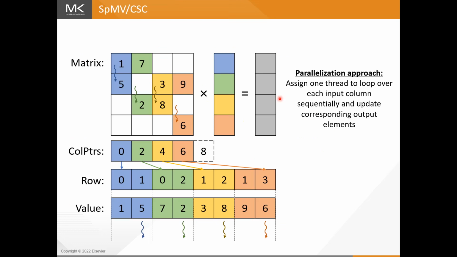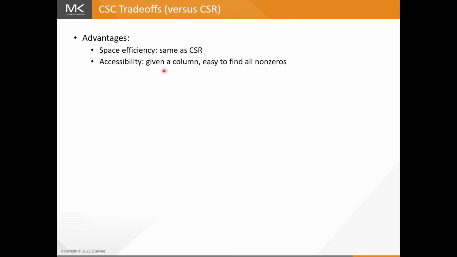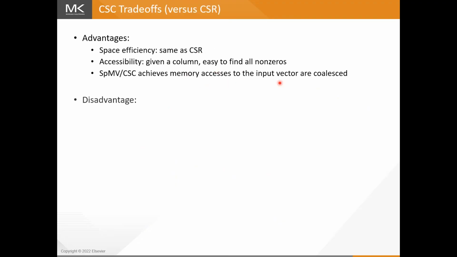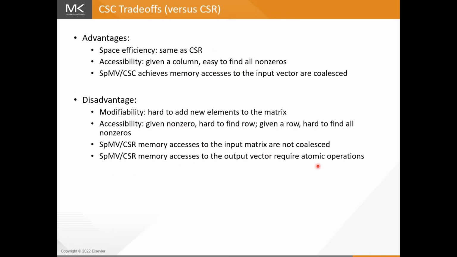Okay. So this is the code that we wrote, and to recap on the trade-offs, the advantages are we have the same good space efficiency like CSR, and accessibility. Given a column, we can easily find all the non-zeros, and we have coalesced memory accesses on the input vector. But the disadvantages are it's hard to modify the elements. Sorry, it's hard to add new elements. Given a non-zero, it's hard to find the row, and given a row, it's hard to find the non-zeros. And then the memory accesses to the input matrix are not coalesced. The memory accesses to the output vector require atomic operations, and the control divergence is poor.